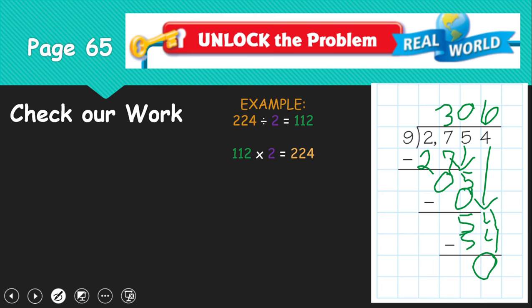So I'm going to rewrite this problem, which was 2,754. And actually, I want to make sure I use the right colors because sometimes it helps visually see the order. So 2,754 divided by 9 gives me the answer of 306. All right, so now we got to check our work by doing the inverse.